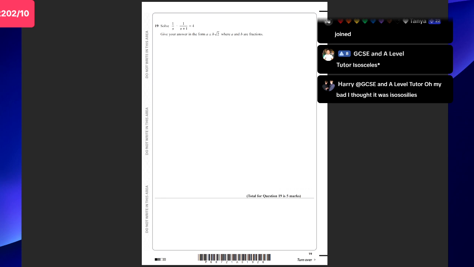So let's look at a different question. Again, another nasty, nasty question for you grade 9 students. Solving an algebraic fraction equation. I'll give you a few minutes to have a go at this question, and then I'll share some answers.